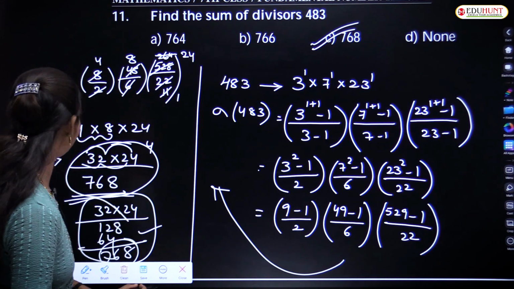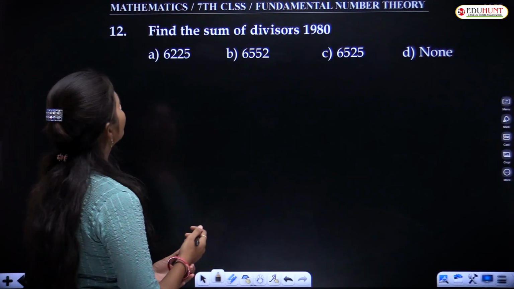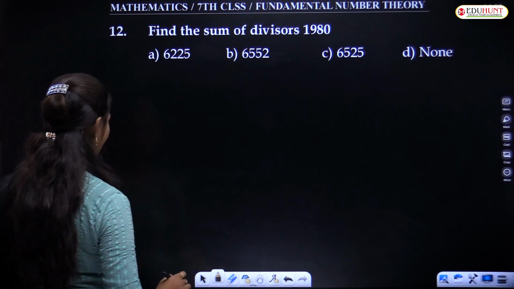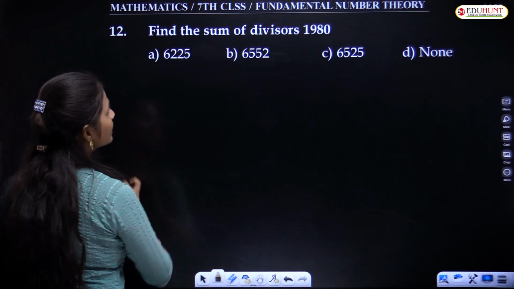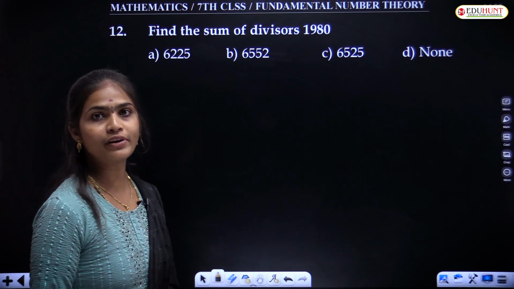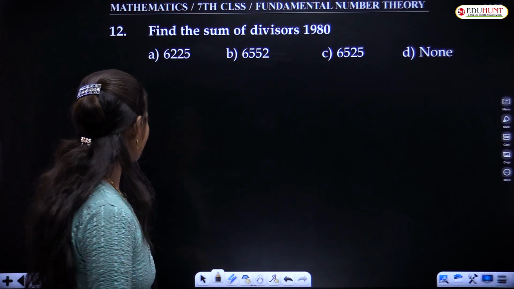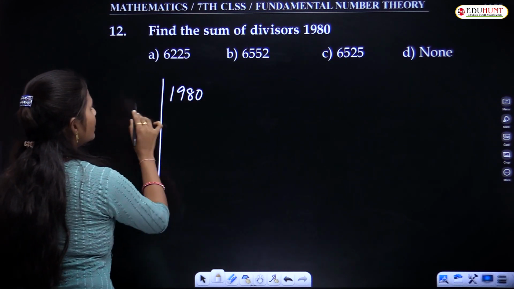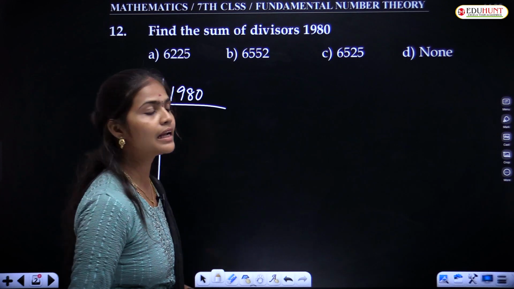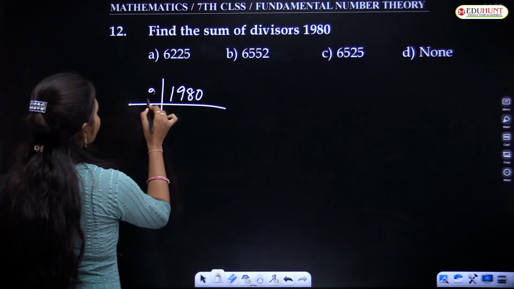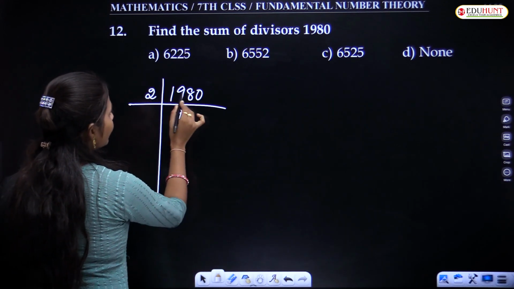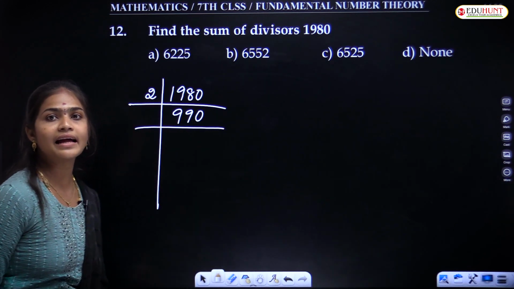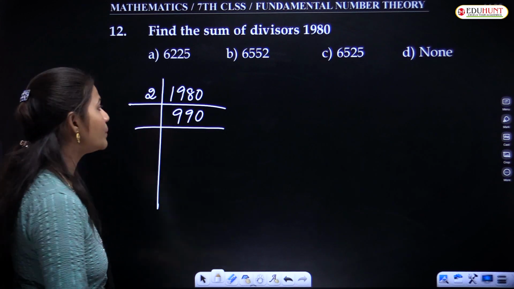Next question number 12. Let us see this problem. Find the sum of divisors of 1980. Before writing that, we need to find the prime factorization of 1980. So first we take the prime factorization of 1980. 2 9s are 18 and again 2 9s are 18 and 0. Now here 990, we can take 11 multiple, no?